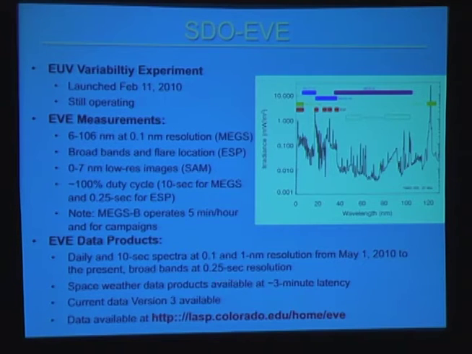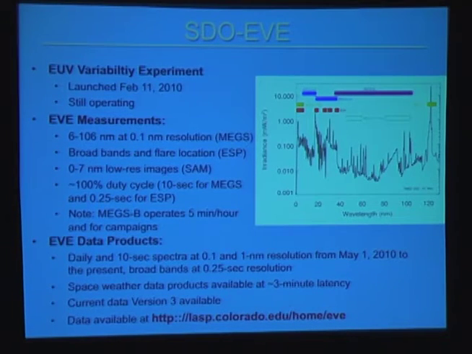We also, to address Rodney's need and other people's needs for real-time data, SDO is in geosynchronous orbit, and we're sending data down in real time. And we process it, and we're getting out a space weather data product within usually about a minute to a minute and a half. And those are the bands, and we just released with version 3 a crudely calibrated spectrum that comes out with a 3-minute latency. It's coming out every minute is the time cadence of the data.